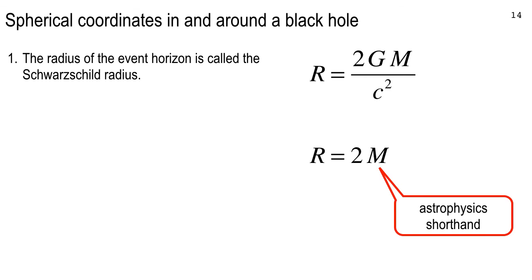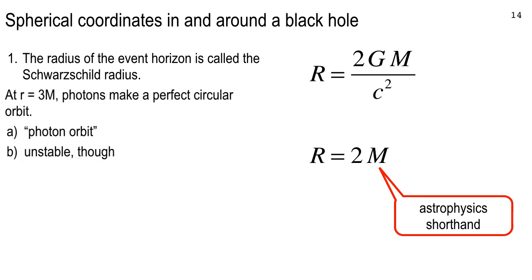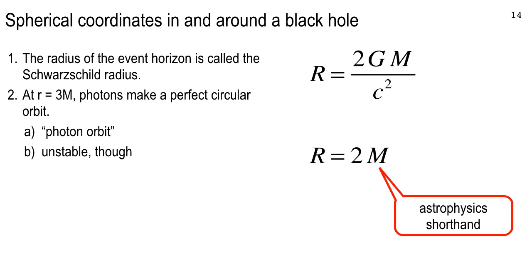If I talk about r equals 3M, I'm talking about something a little bit further out. If I talk about r equals 0, that's the center of the black hole, and that's where the trouble really is. The event horizon is troublesome, but the center, the singularity, the center of the black hole, is really the difficult part.